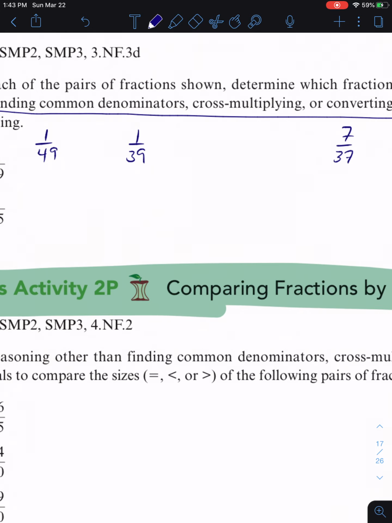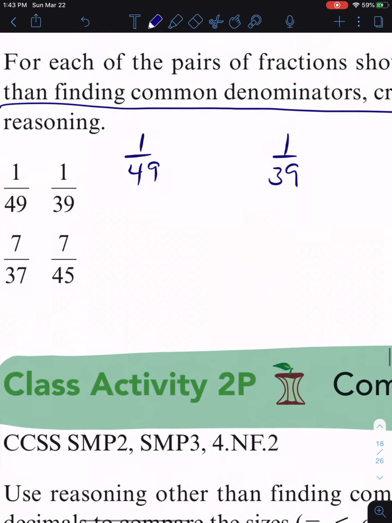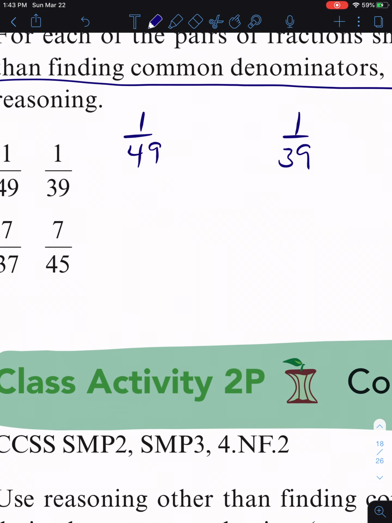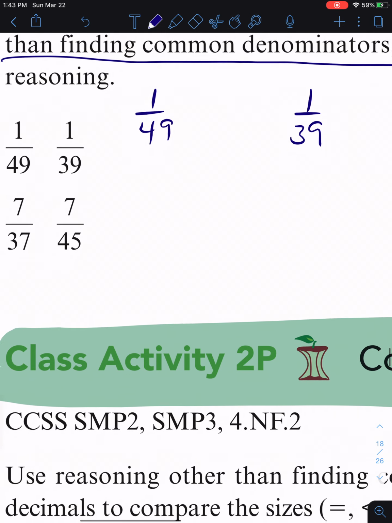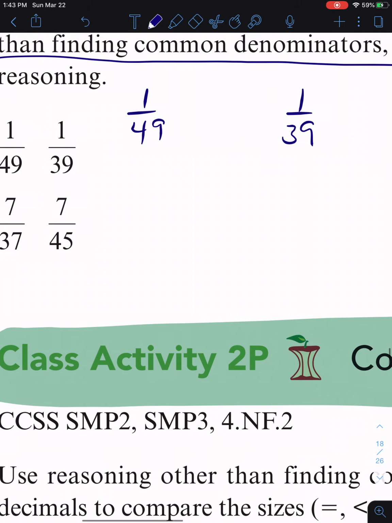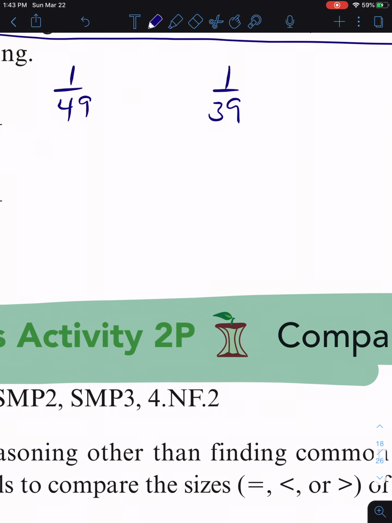Now, this is not a core activity, but I'd like to go through it with you so that we have a common understanding of how we can compare fractions. So if we look at 1/49th and 1/39th, well, we know that the bottom number, the denominator, tells us how large the pieces are. So with 1/49th, we know that we need 49 of them to fill the whole. And the top number tells us how many of them we have.